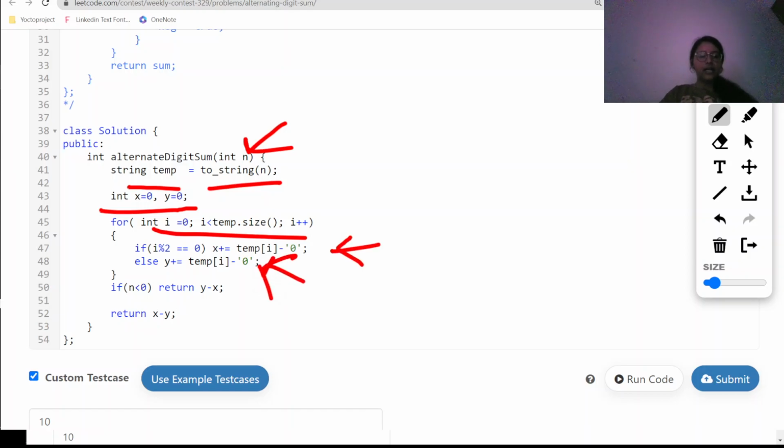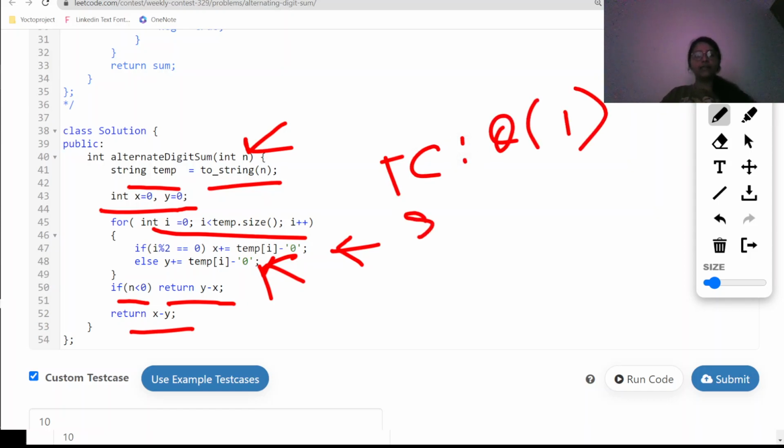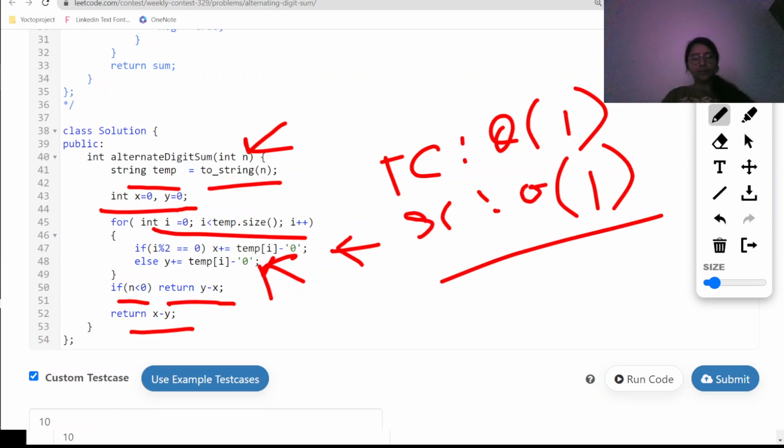to the other set. And then if my n is less than 0, meaning if my whole number is less than 0, then I am returning y minus x, else I am returning x minus y. So this is what we are required to do in this particular question. And according to that, the time complexity becomes order of 1 and the space complexity also becomes order of 1. So this was all for this particular question.